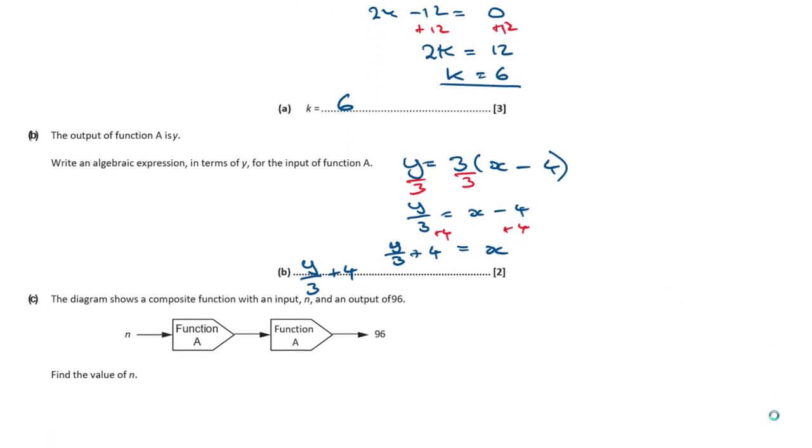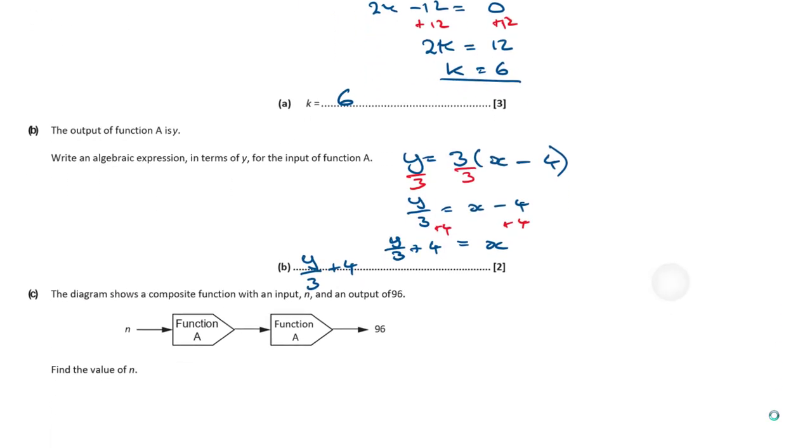Okay, part C says the diagram shows a composite function with an input n and an output of 96. So n goes in, we apply function A, and then we apply function A again, and we get 96. Find the value of n. Okay, so if I take n and I feed it through the function machine once, I'm going to subtract 4 from it and then multiply it by 3. So that's what I get there, isn't it? 3 lots of n minus 4.